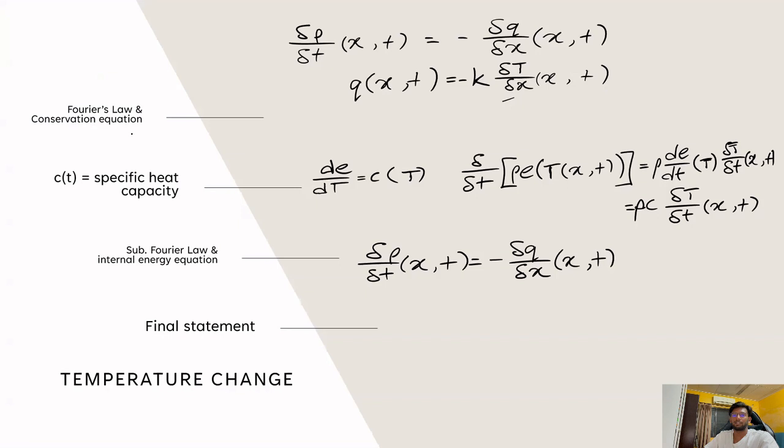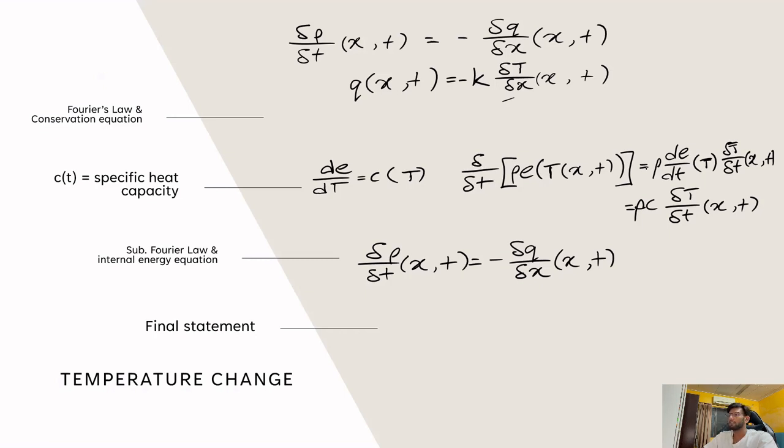And we have a conservation equation here, which is partial rho over partial t equals negative partial q over partial x. Now, specific heat capacity is defined as the amount of energy required to raise the temperature of an object by 1 degree Celsius. So we can call it the change of energy in an object with respect to the change of temperature. Now, to find the energy per unit volume of an object, we can use rho E of temperature. If you want to find the rate of that, we differentiate it with respect to time.